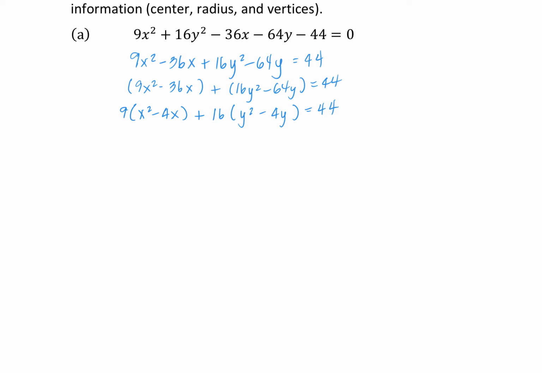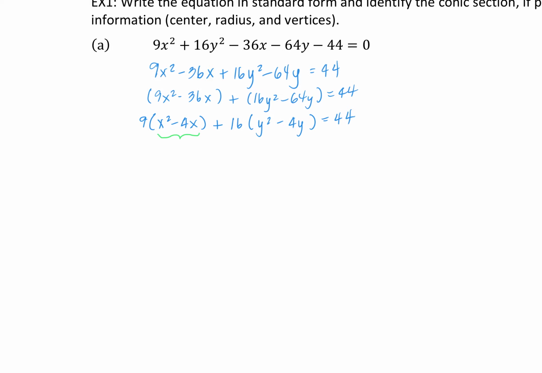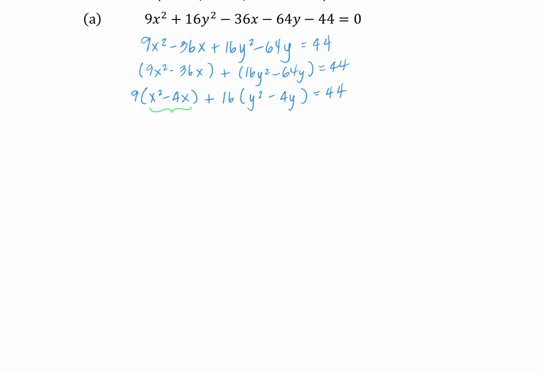Now looking inside these parentheses, I have to ask myself, is that a perfect square? No. Well, how do I get a perfect square? So remember, completing the square, you take half of the negative 4 and you square it. So that's the same as negative 2 squared, which is 4. So if I add 4 inside the parentheses, I will have a perfect square trinomial.